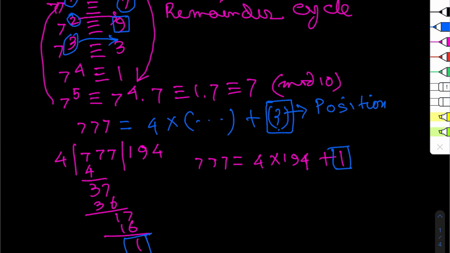So here the position is 1, that means clearly 7 to the power 1 will give the remainder 7, isn't it? We have got it. So this will be the remainder, and this will be the answer, because this will be the last digit.